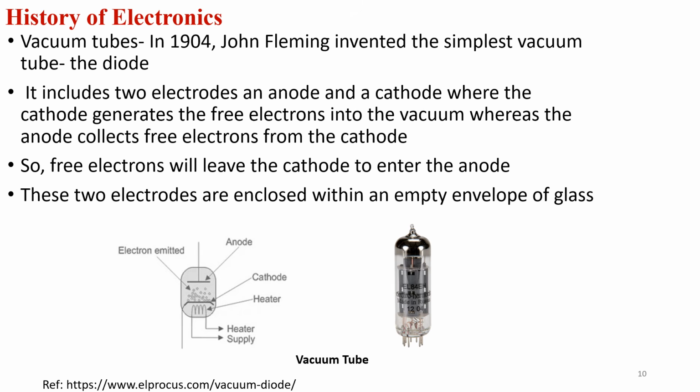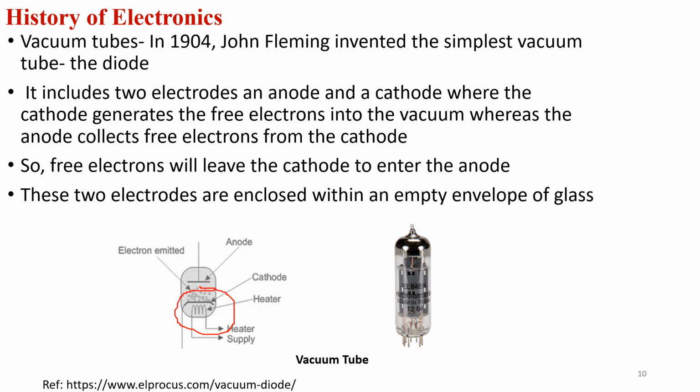So I'm starting with module 1. Module 1 is about basic electrical circuit concepts. But here I'm starting with the history of electronics, because you should know why we study electronics, especially for computer science students. So I go back to 1904 when John Fleming invented the simplest vacuum tube, that is a simple diode. In this diode, you have an anode and a cathode.